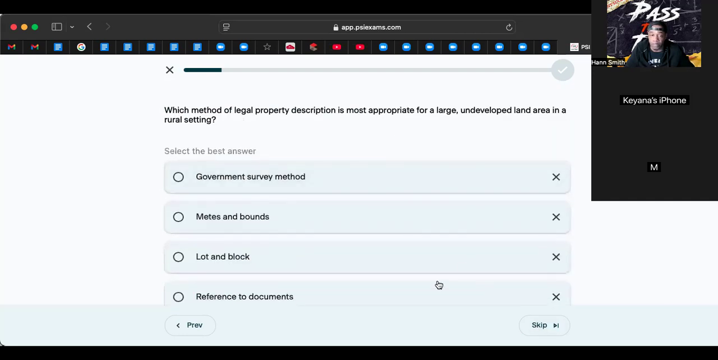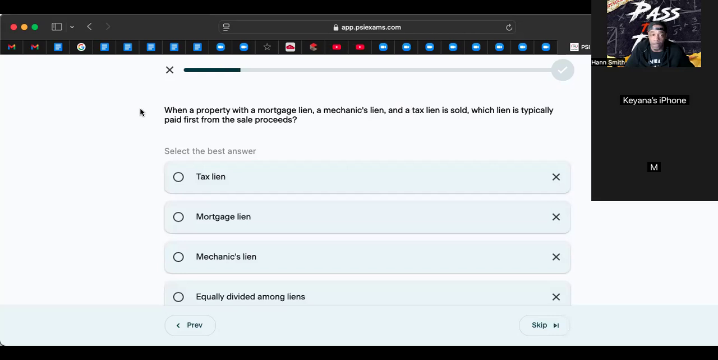Here's a metes and bounds question. We won't answer this one because we're going to go over that next class. It says, when a property with a mortgage lien... When we start hearing those words, we want to think of that as an encumbrance, a financial encumbrance. Mortgage lien. A lien is an encumbrance and it's a financial encumbrance. All right. When a property with a mortgage lien, a mechanics lien, and a tax lien is sold, which lien is typically paid first from the sales proceeds?